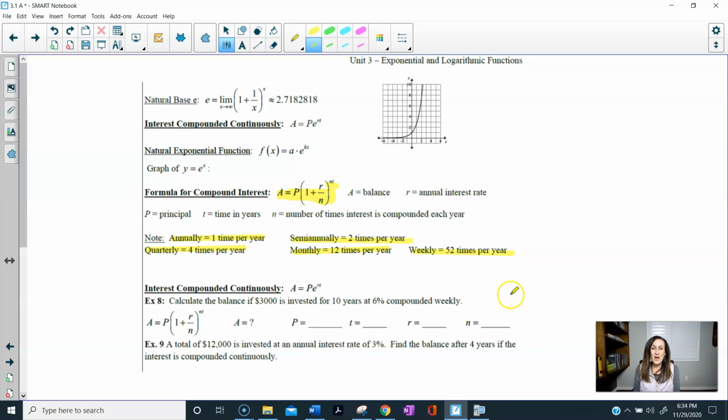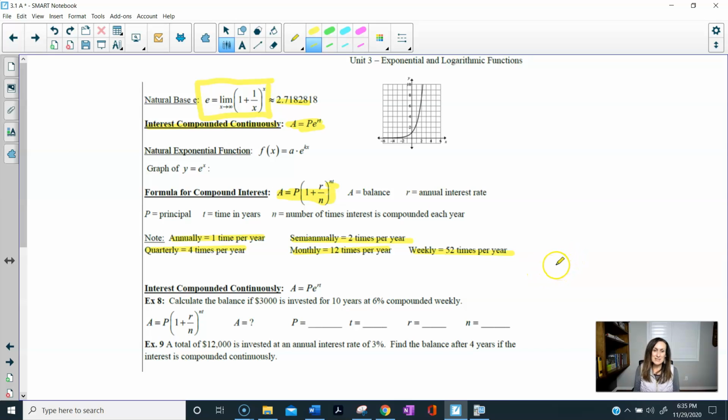Now, if we compound continuously, that means we're always compounding interest, then you're going to use this formula here where your base is base E, because you can see from the formula that we just went over, base E is the number we approach as we compound going to infinity. So as x is approaching infinity, we end up with base E.